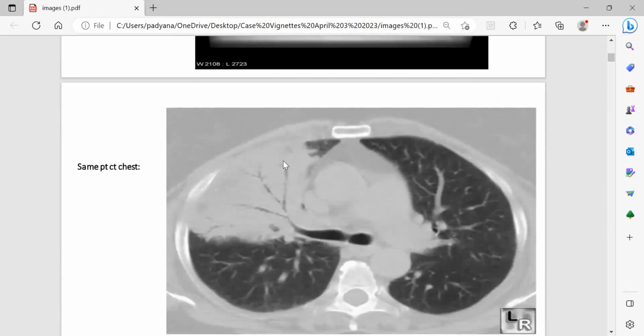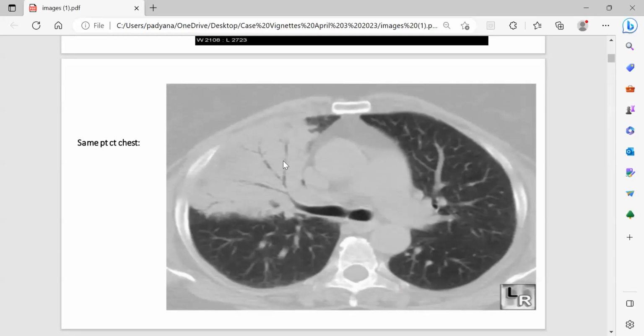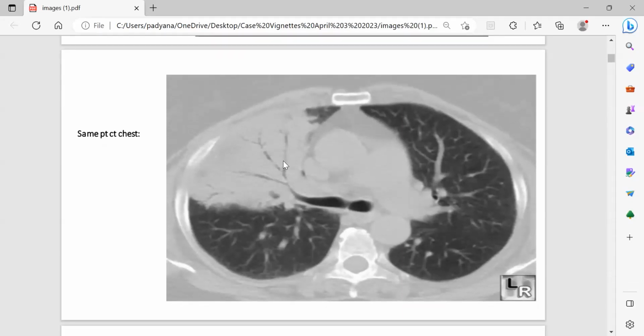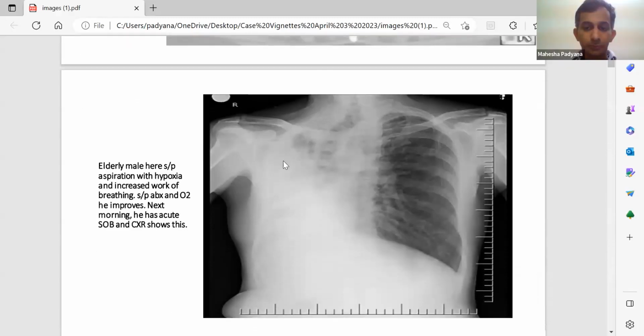So we'll try that. Obviously, the finding is, as you described, a good air bronchogram on a CT as well, and it also shows the regions where it is involved. So that's just the confirmation for the same patient. We'll do the next one.